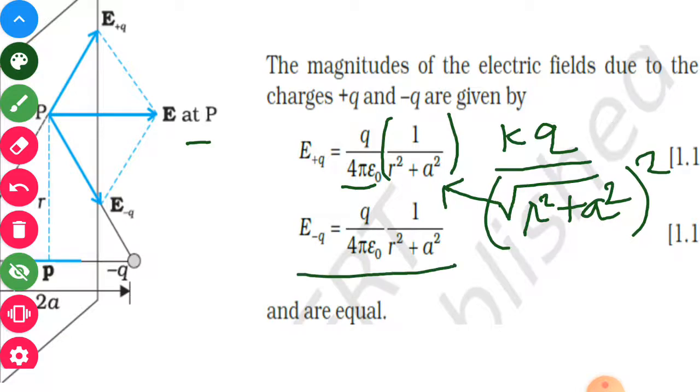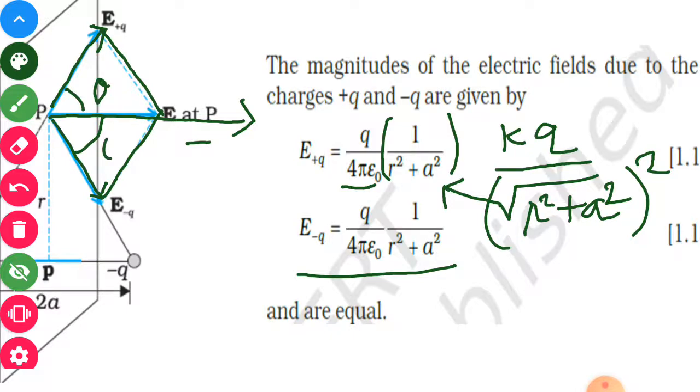Similarly, the magnitude of the electric field due to minus q charge will be this. The same magnitude of electric field is produced, but the directions are different. See, this is the direction for plus q charge, and this is the direction for minus q charge. We have completed the parallelogram, and this is the direction of the resultant electric field. Now this angle is theta, so we take the component of E plus Q, which will be E plus Q cos theta. Similarly, for E minus Q, this also will be theta, so the component in this direction will be E minus Q cos theta. They both will be added.